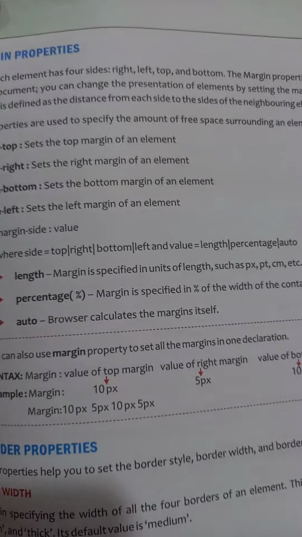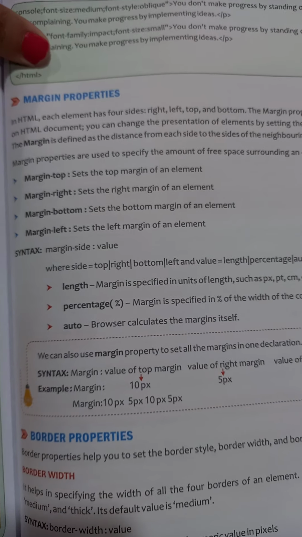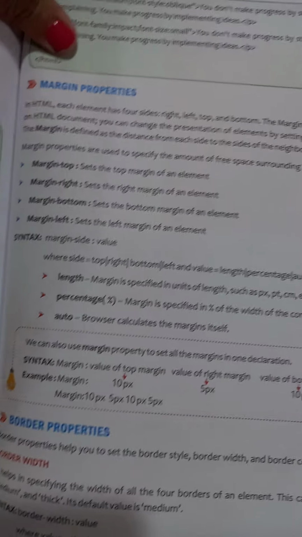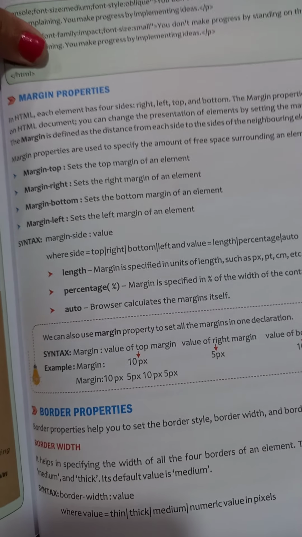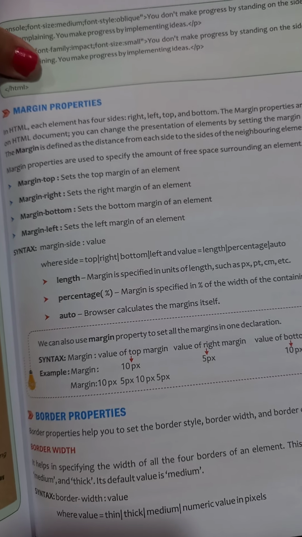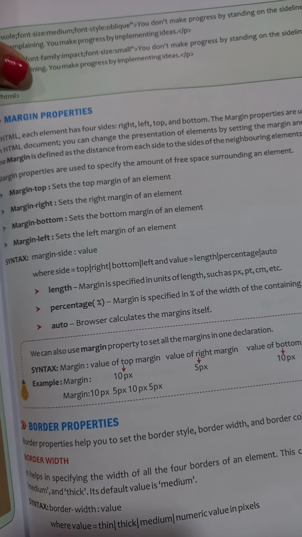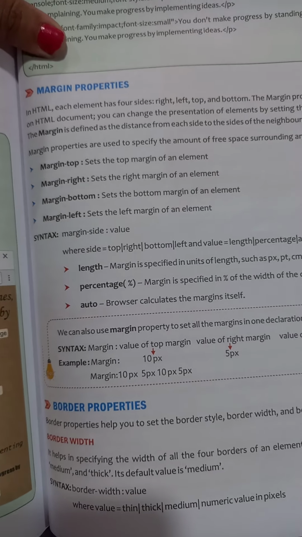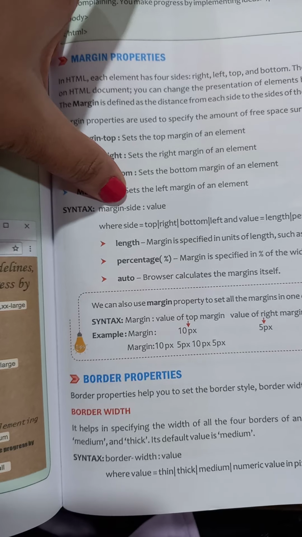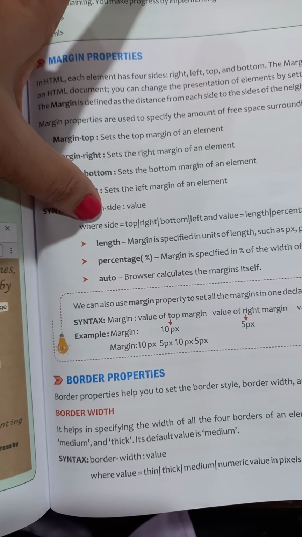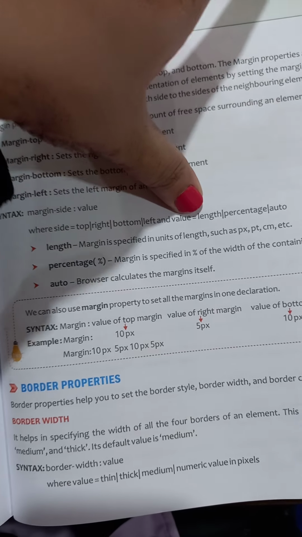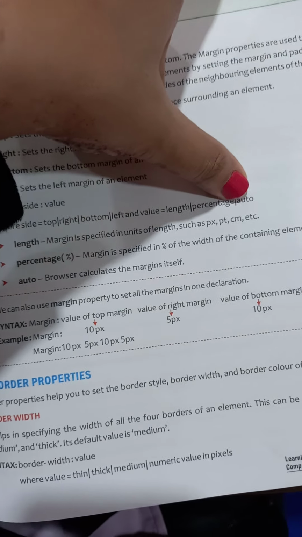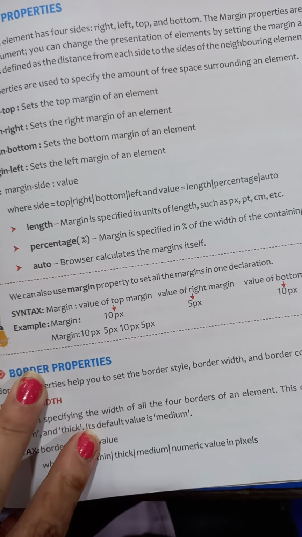Now move to the margin properties. Margin means where you want to set the different types of margins, meaning the spaces. In HTML each document has 4 sides: left, right, top and bottom. We can set the margins accordingly. To do this we write margin-side value, where the side is top, right, bottom or left, and the value is length, percentage or auto. Anything you can write according to your choice.